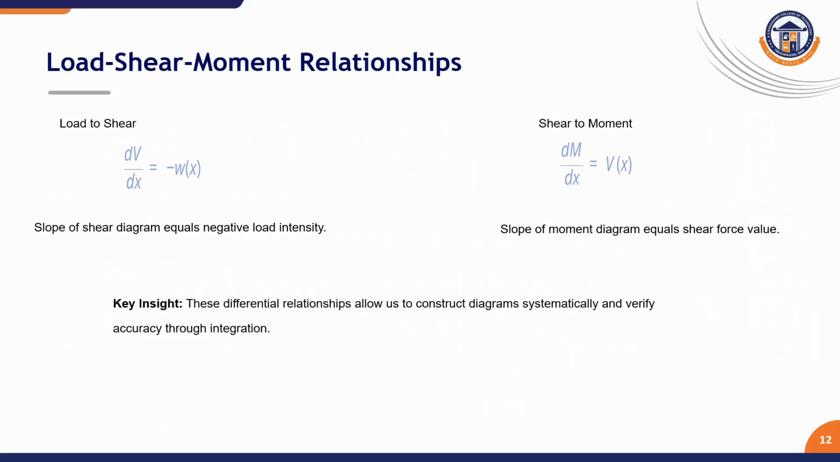Next, load, shear, and moment relationships. There is a direct relationship between load, shear force, and bending moment. The slope of the shear force diagram equals the negative load intensity. The slope of the bending moment diagram equals the shear force. These relationships help us to construct diagrams correctly and cross-check results for accuracy.